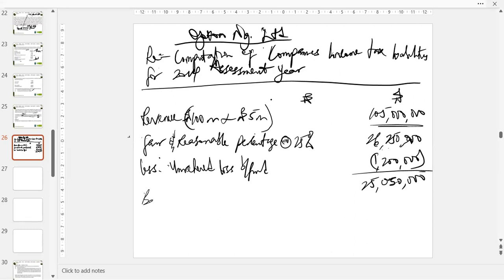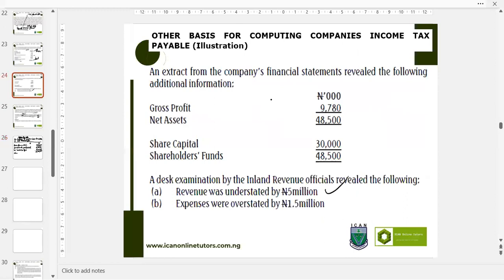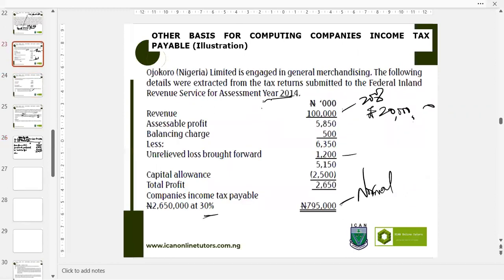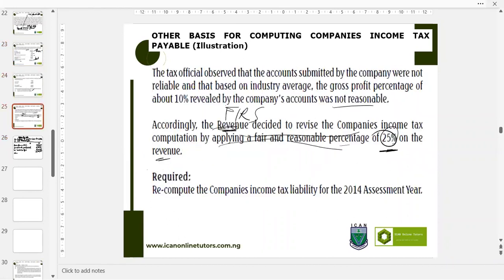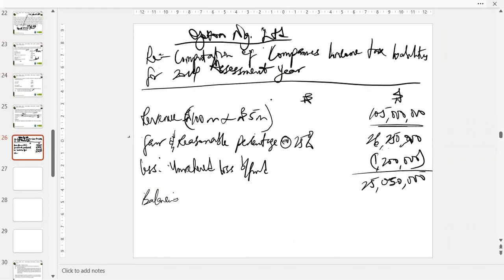Then we have balancing charge. Do you have balancing charge in the question? So we have a balancing charge of 500,000 naira in the question. If we add this to this, what do we have? We have 25,550,000.